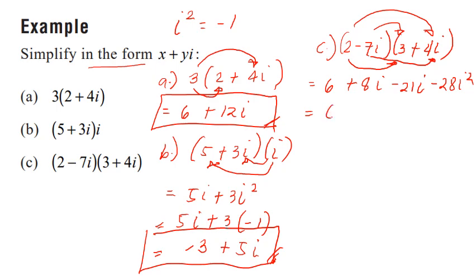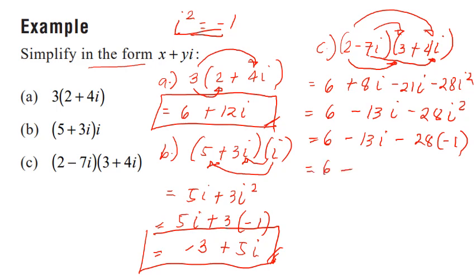So you will have now 6, then 8i minus 21i, that is -13i. Then we have minus 28i squared. Take note again, i squared is equal to -1. So we need to substitute -1 for i squared. So you have 28 times -1. So you have 6 minus 13i plus 28. Then 28 plus 6 is 34. So you will have 34 minus 13i. This is now the final answer.